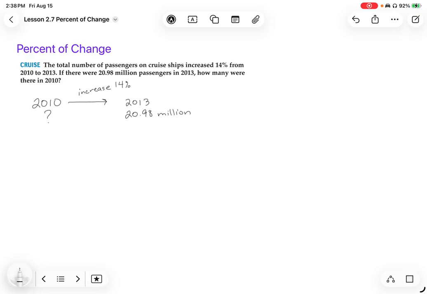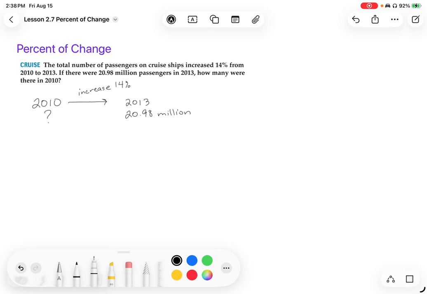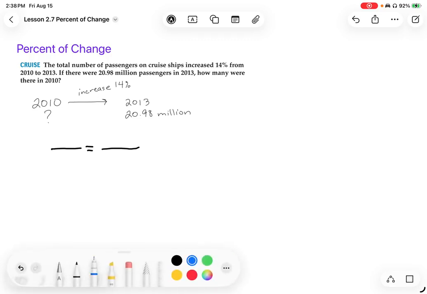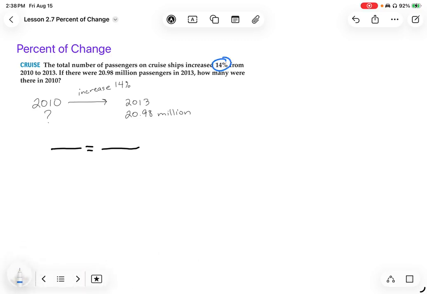So like most of our percent of change problems, we're going to solve this by creating a proportion. This is going to be a little different though, because usually in our proportions we're trying to find a percent. And in this proportion problem, we know the percent. So usually our proportion is the change over the starting amount, and it equals the rate over 100. But this time we know the rate. The rate is 14. So we know 14 over 100 is going to be our second ratio.